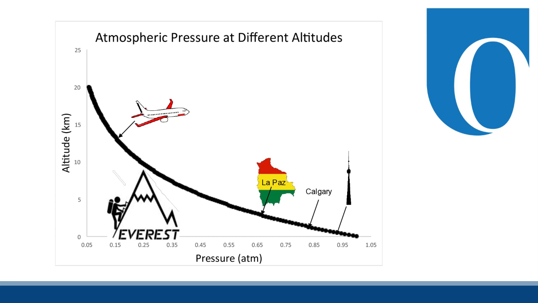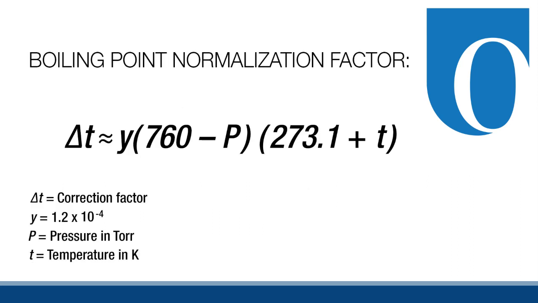Most literature boiling points will have been corrected to sea level. In order to compare the boiling point you recorded to the literature boiling point, you may have to add in a correction factor depending on the altitude at which you took the measurement. The correction factors can be determined by this equation.